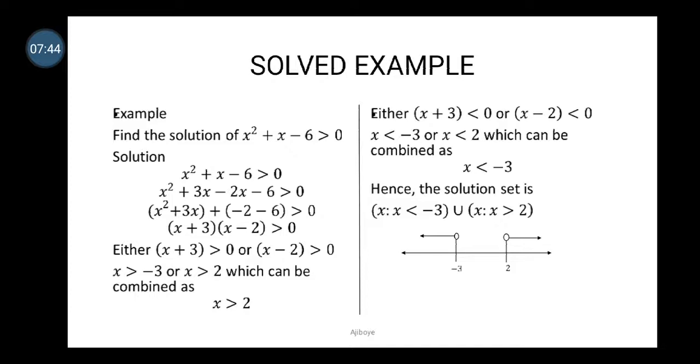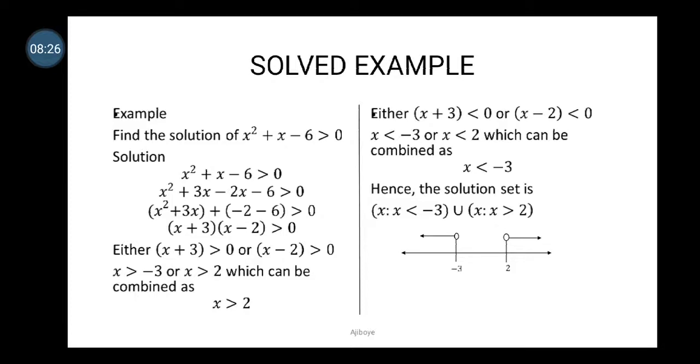So if both of them are positive, that means x plus 3 is greater than 0 and x minus 2 is greater than 0. So if you now make x alone, that means x is greater than minus 3 and x is greater than 2, which can be combined as x is greater than 2. So what that combination suggests is that if x is greater than 2, then definitely x will be greater than minus 3. That's just the combination, all right?